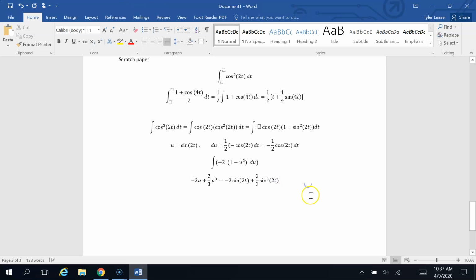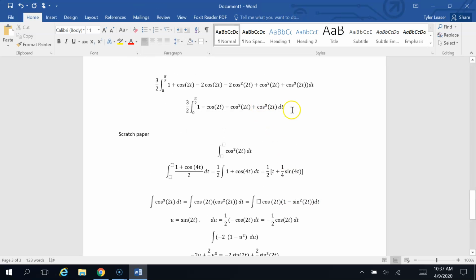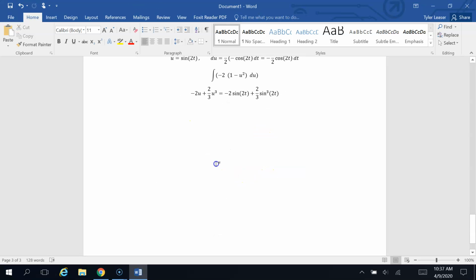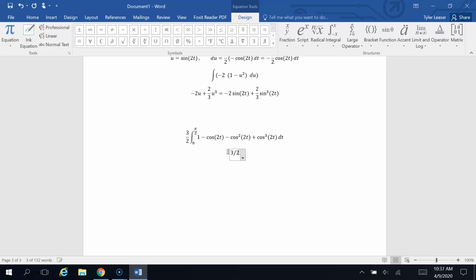Okay, great. But now that we've done all that work, now we can go back to here. I'm just going to copy paste this down. So this is where we were at before. 3/2 integral 0 to pi over 2, 1 minus cosine 2t minus cosine squared 2t plus cosine cubed 2t. Okay, so we still have the 3/2. The antiderivative of 1 is just t. And then that's going to be minus the antiderivative of cosine 2t, which is 1/2 sine 2t.